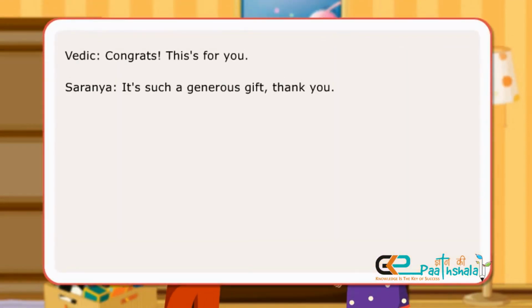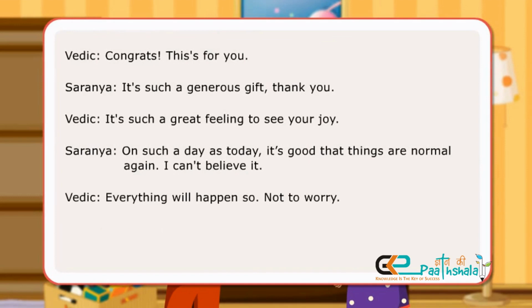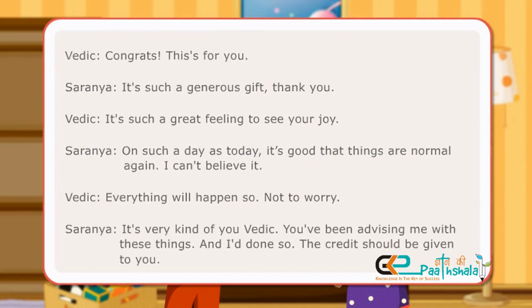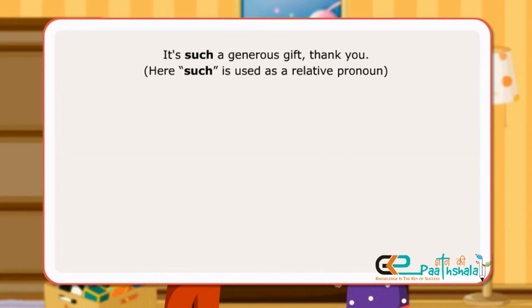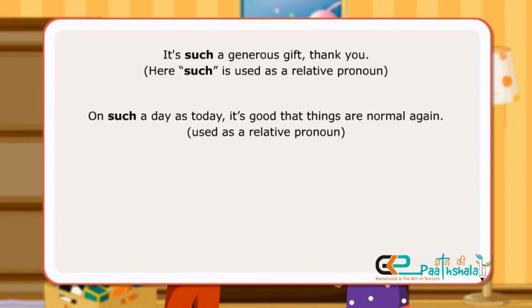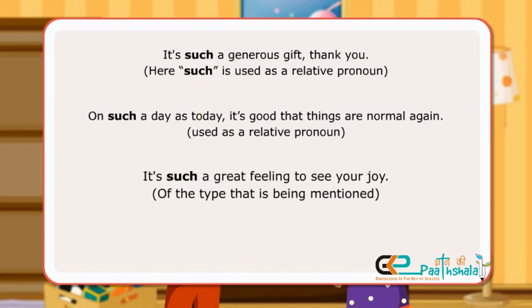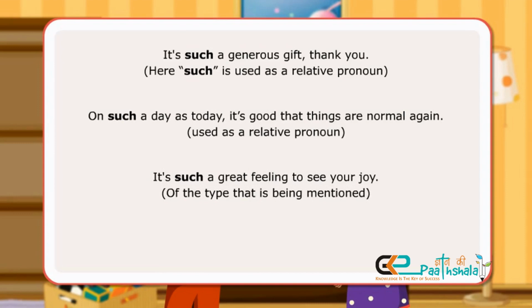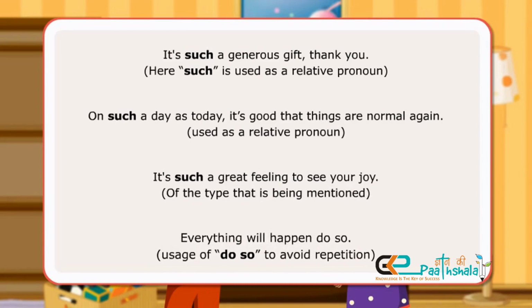In the dialogues, we come across the phrase do so and the word such. It's such a generous gift. Thank you. Here, such is used as a relative pronoun. On such a day as today, it's good that things are normal again. Used as a relative pronoun. It's such a great feeling to see your joy. Of the type that is being mentioned. Everything will happen, do so. Usage of do so to avoid repetition.